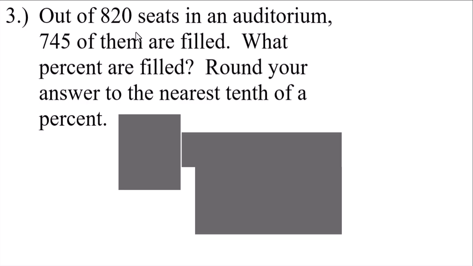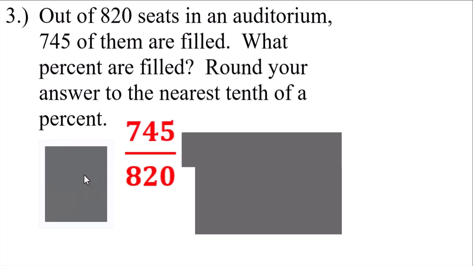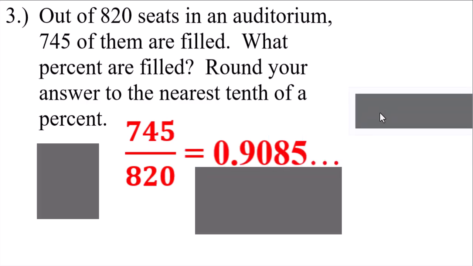What is out of what? Well, the 745 is just part of the seats that are filled out of all of the seats that are in the auditorium. So this is the order we should be dividing in. 745 divided by 820. That's going to give you a very ugly looking decimal. It goes on forever. The directions say round your answer to the nearest tenth of a percent.